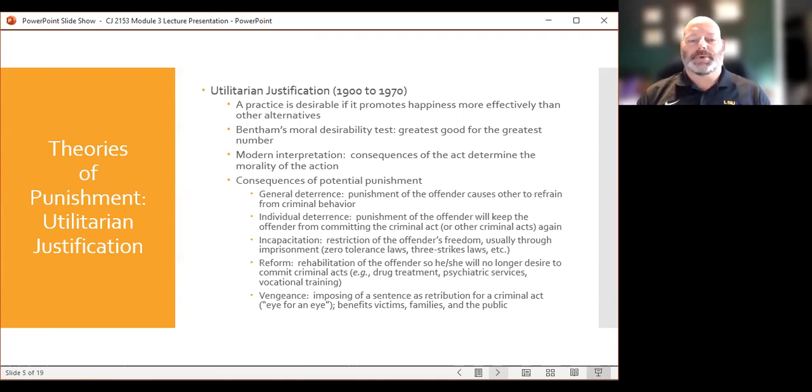Another consequence of punishment is reform. This is the rehabilitation of offenders so he or she will no longer desire to commit criminal acts. For example, things like drug treatment, psychiatric services, vocational training, and the like. Another consequence of punishment is vengeance, that imposing of a sentence is retribution for a criminal act. In terms of the old adage, eye for an eye. Vengeance benefits victims, families, and the public.